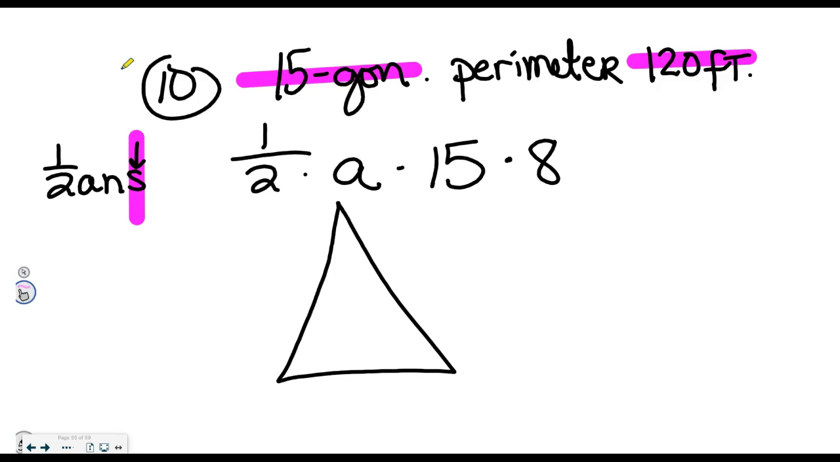I'm going to find this angle right here first. Do you remember how to do that, Ellie? 360 divided by what? 15. We're going to find what's called that central angle. We're not going to put it on there, though. What did you get when you did 360 divided by 15?